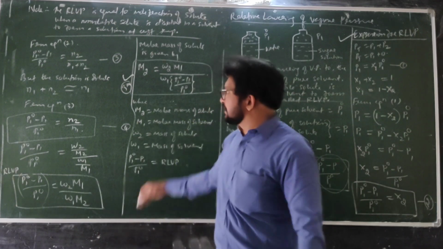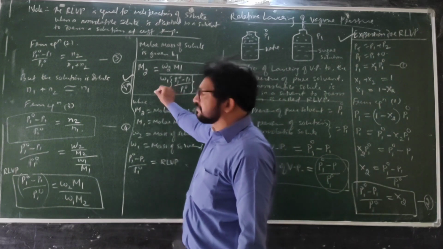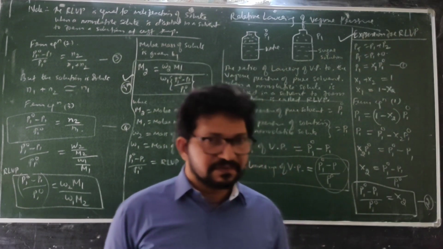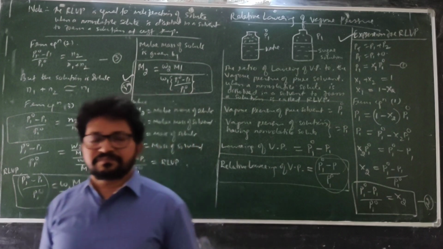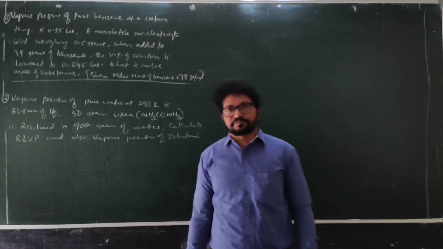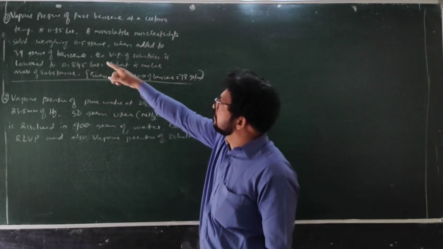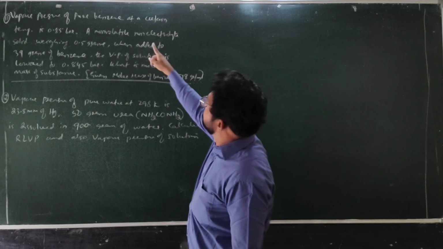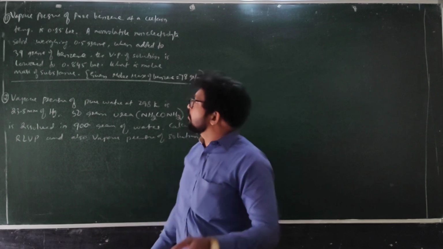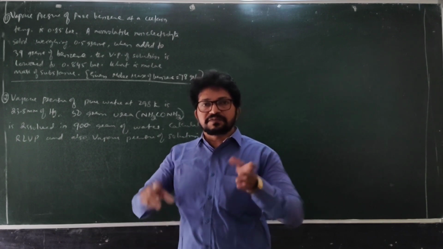Now remember, these derivations and all, they never ask you. The only very important thing is that I now work on problems. This is most important. Now let us work out some problems. See, one problem I have written here. Vapor pressure of pure benzene at a certain temperature is 0.85 bar.